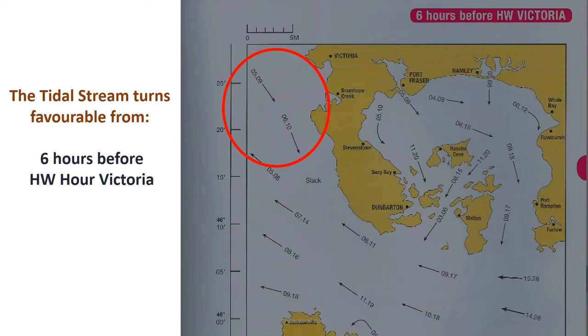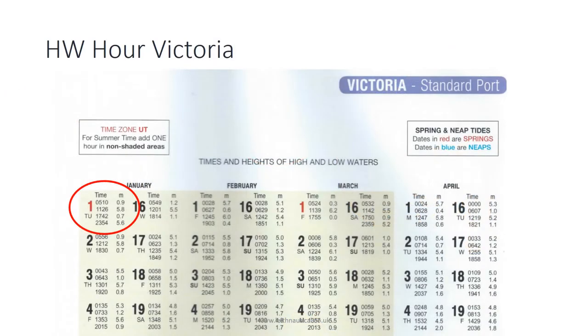By looking at the tidal atlas, we can see the tidal stream turns favourable from 6 hours before high water Victoria, and this would give us the maximum period in which we could sail with favourable tides. In order to find the time at which we should start our passage, we will need to find the time of the high water hour for Victoria.